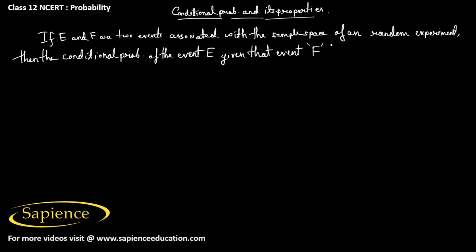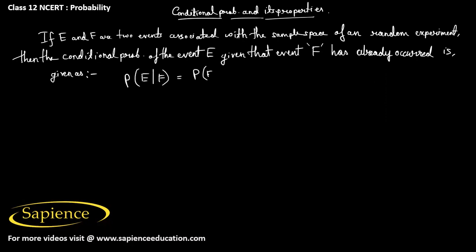given that the event F has already occurred, is given as P of E given F, that is equal to P of E intersection F divided by P of F, provided that P of F is not equal to 0.